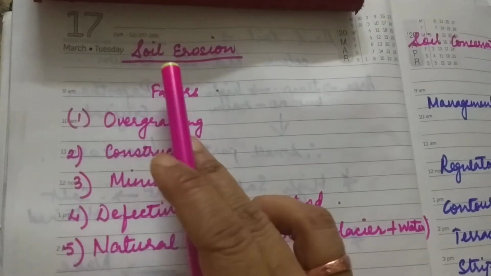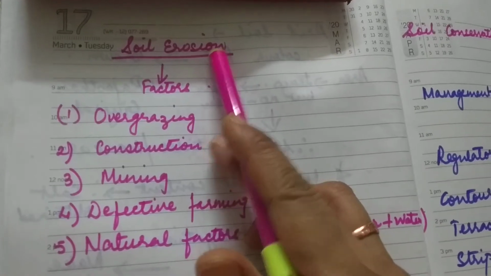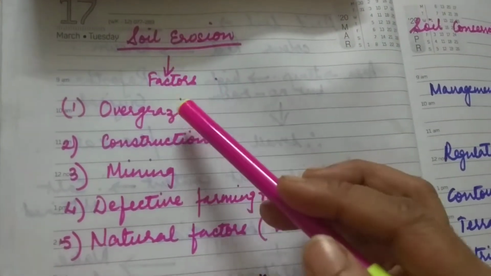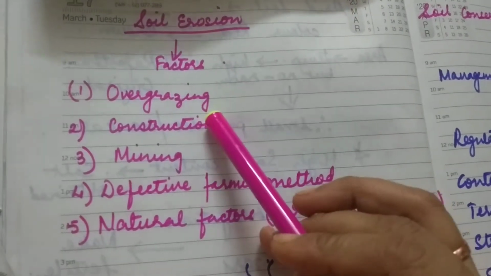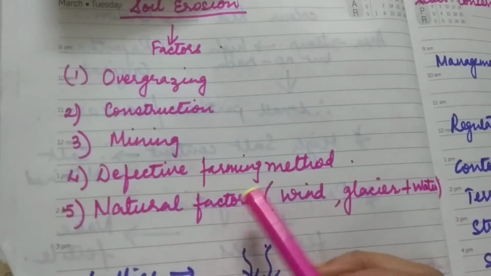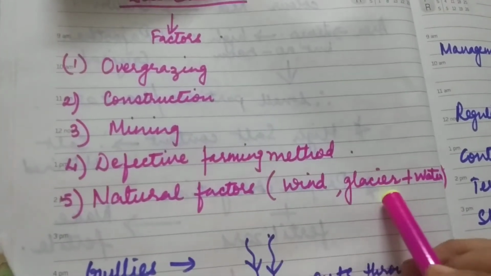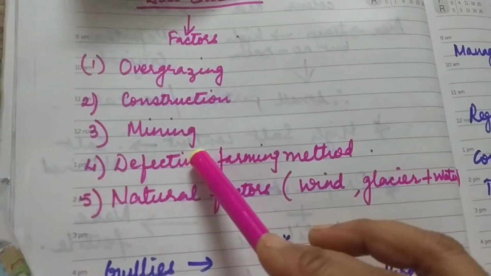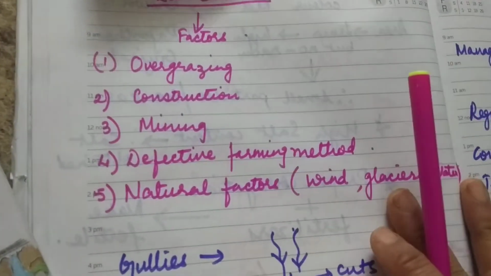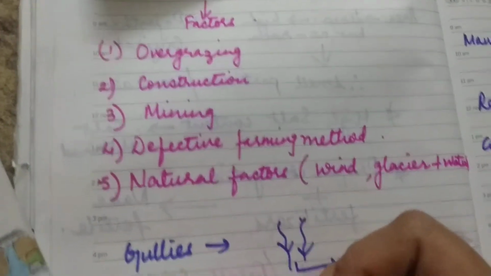Now let's do the last portion of the chapter, that is soil erosion and soil conservation. Now what are the factors leading to soil erosion? These are overgrazing, construction, mining, defective farming methods, and the natural factors like wind, glacier and water. So we have done a few points earlier also, so you can just correlate with those topics also.